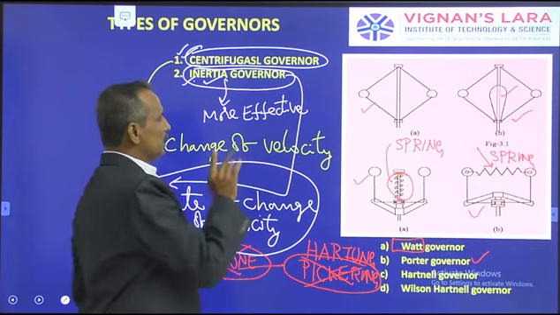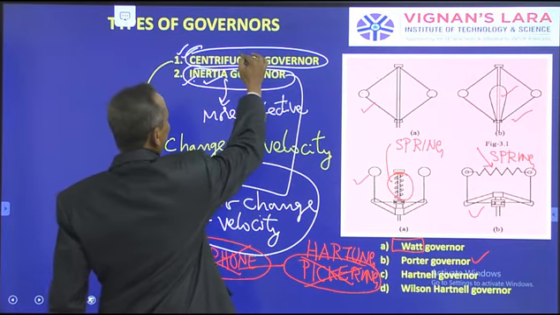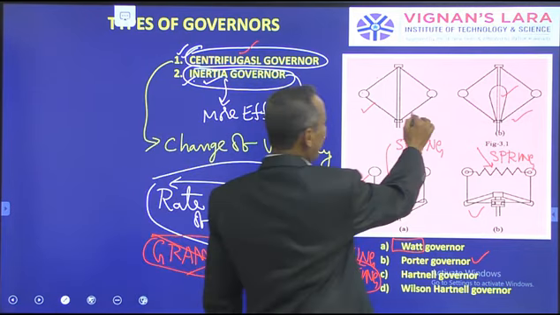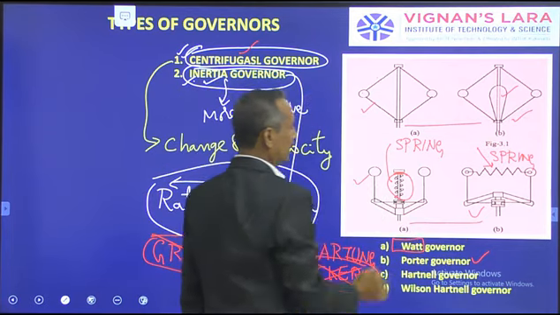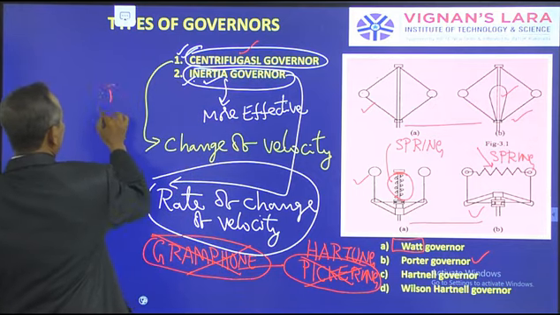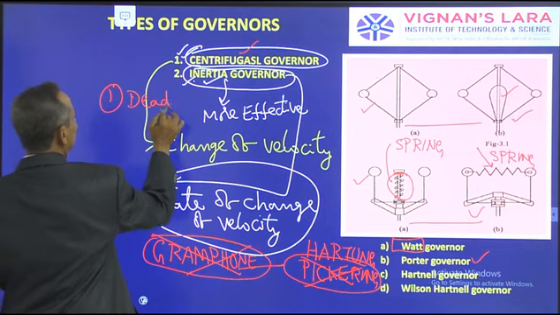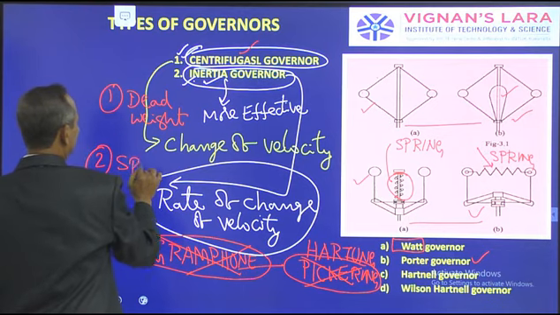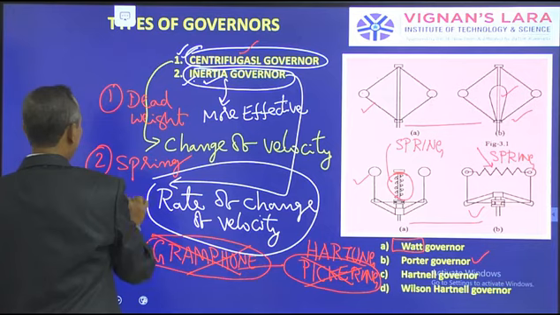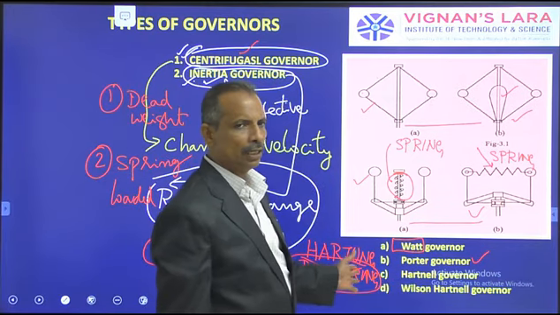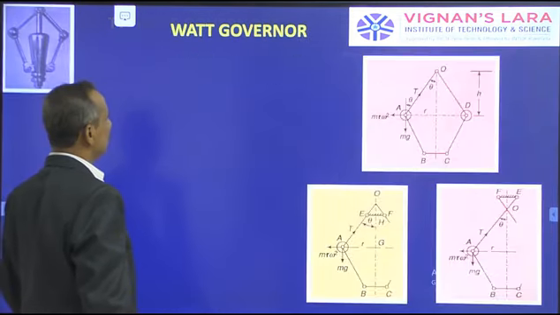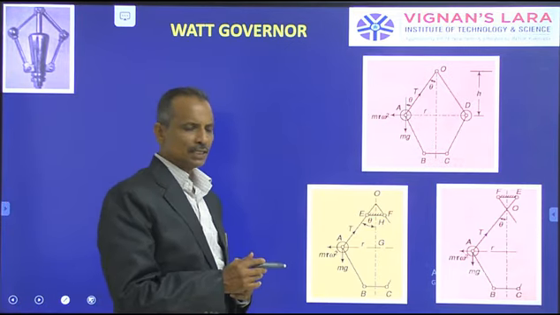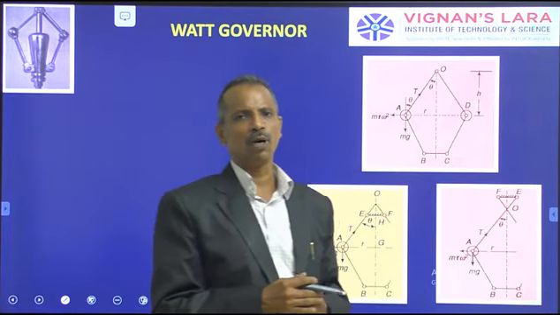So these all come under the centrifugal governor category. Two are simply dead weight type, and these are spring controlled governors. One is dead weight type, and the second one is spring loaded, like Hartnell, Wilson-Hartnell, Horton, all are under the spring controlled governors. Okay, let us first see the various types of watt governors and the nomenclature that we use in a watt governor.